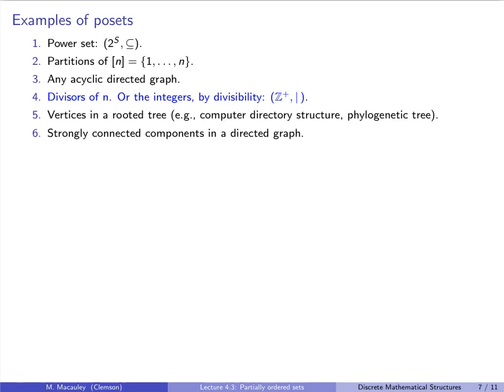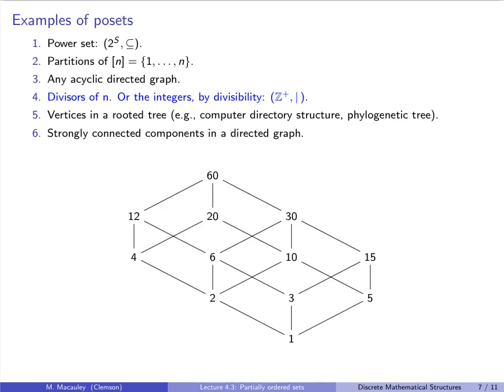Let me do an example. Here is n equals 60. Let me say a few words about this poset. First of all, it has height 5 because the length of a longest chain is 1, 2, 3, 4, 5. It has width 4 because here's an anti-chain of size 4. What else can we say about this?